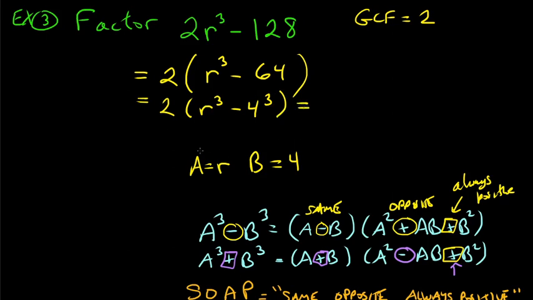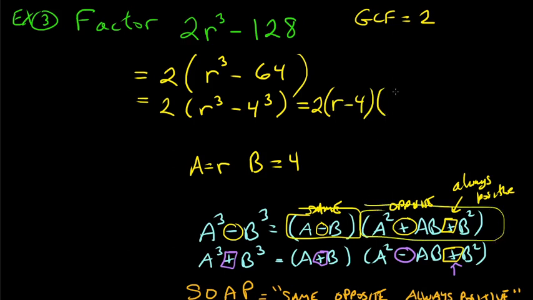Okay, so a is r, b is 4. So this is going to be 2 times, well, a minus b is r minus 4. Right? And then a squared plus ab plus b squared. So a squared, of course, is just r squared plus ab. So a times b is r times 4. But that's also just 4 times r. So I'll put the 4 in front, 4 times r.